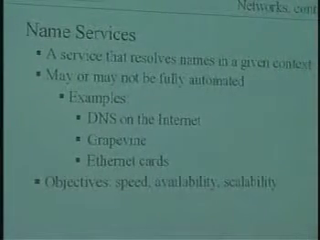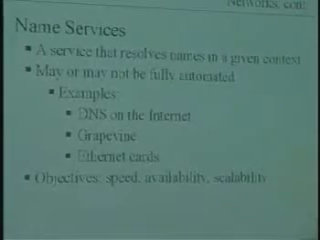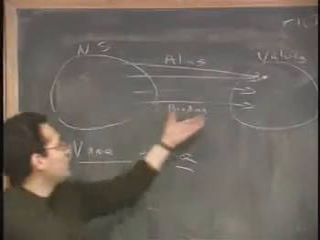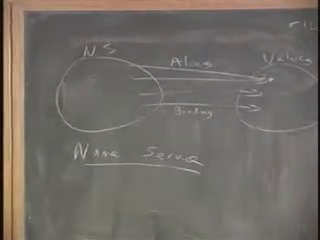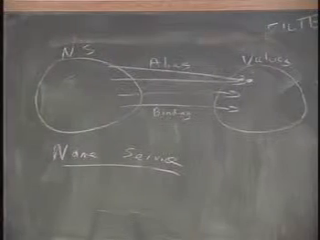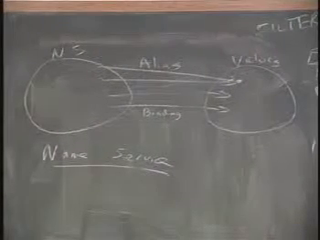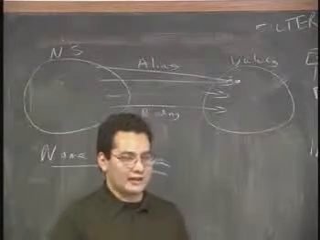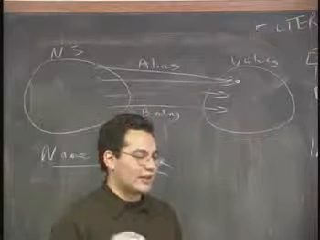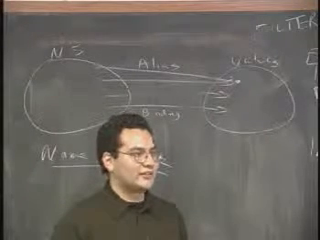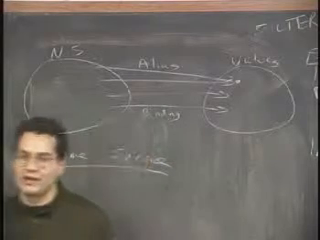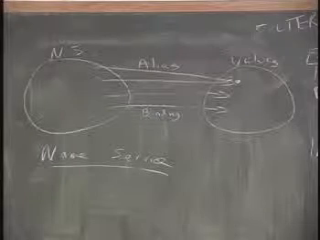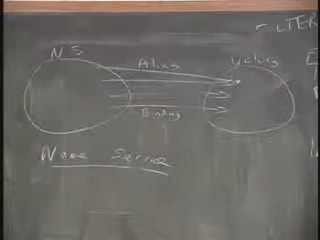So what's a name service? Well, a name service is a service that helps you resolve names. And it may or may not be fully automated. So there's a few examples. One of them is the domain name service on the internet. And we're going to go through that in the second half of lecture. It's also part of the chapter that I'm asking you to read tonight from the book. But this is an important aspect of the internet, so I'd like you to understand how it works and what the issues are around it.